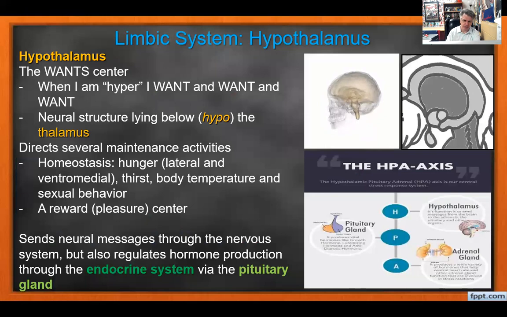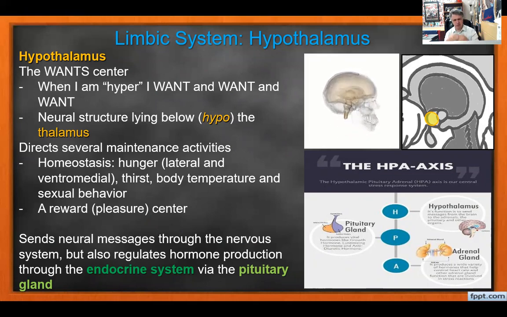The hypothalamus. The hypothalamus is this little guy right here. And this is the wants center of your brain. This is the part of your brain that when it comes to homeostasis and when it comes to balance, this tells me I'm too hot. So I will turn up the AC because I want my homeostasis. I am hungry, so I will eat food.